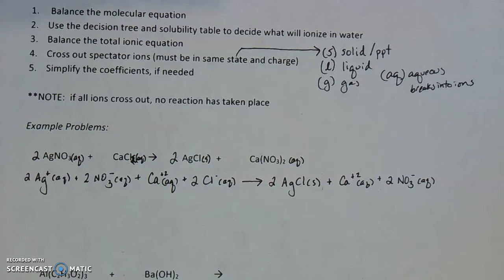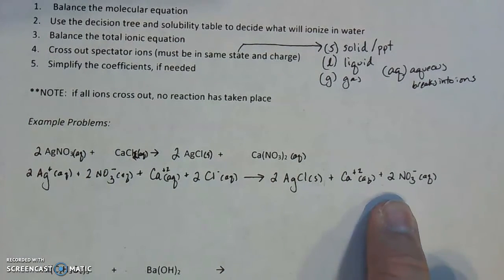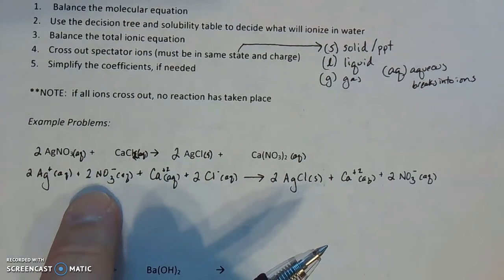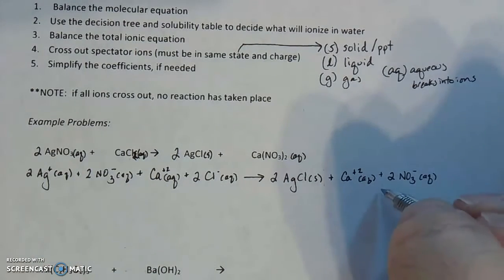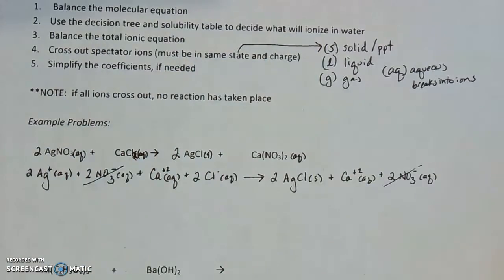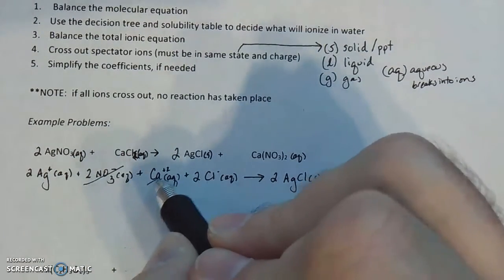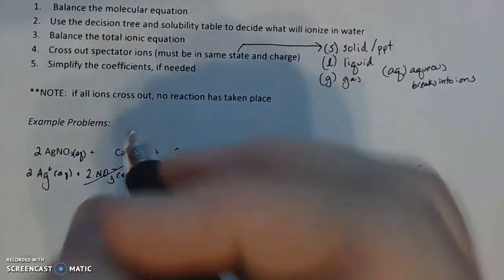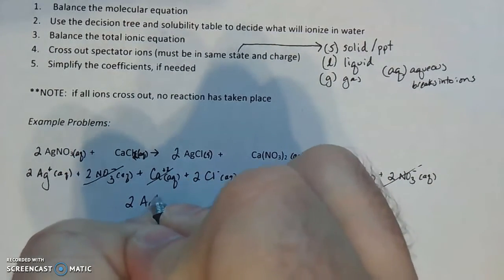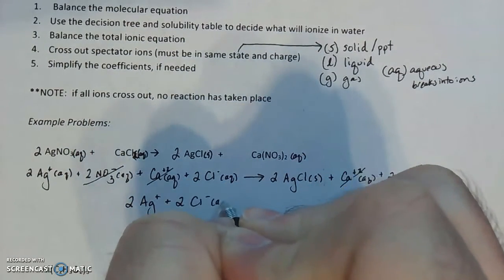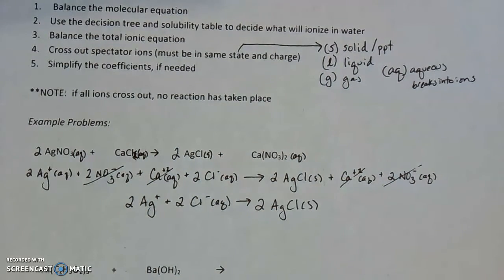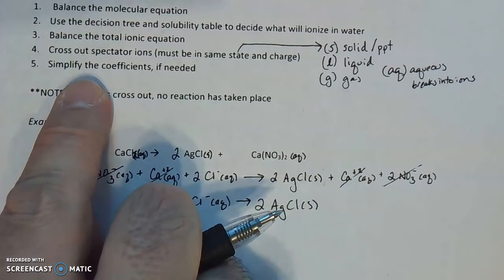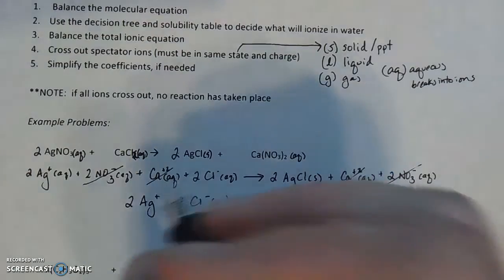So now we cross out things that appear exactly the same on both sides. If you notice, we have 2 NO3- AQ on one side and 2 NO3- AQ on the other. So these are spectator ions and cancel out. And the other thing that cancels out is the calcium. So we write down what's left. This would be our net ionic reaction, but we have to remember to simplify the coefficients. They're all 2, so that cancels out.